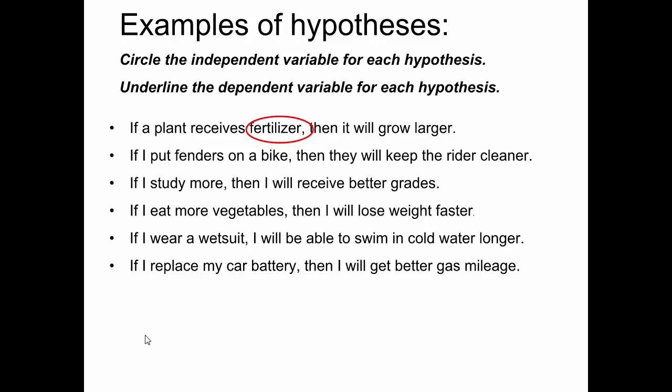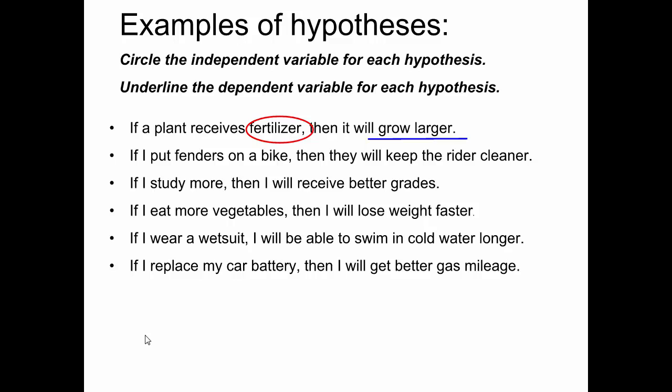What would the dependent variable be? What would we measure? What data would we collect in this experiment? Aiden? The plant's size. The size of the plant, the growth of the plant. So you see my hypothesis contains both my independent variable in the if part, and it contains my dependent variable in the then. How about this one?